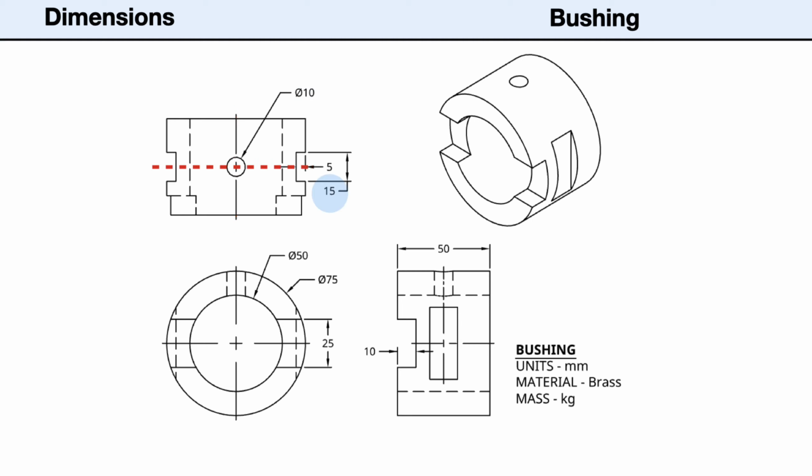The side notches are 15 millimeters wide. These notches are cut to a depth of 5 millimeters from the outside of the cylinder. The front notch has a height of 25 millimeters, centered vertically on the front. It is 10 millimeters deep. The material is brass. The mass units are set to kilograms.